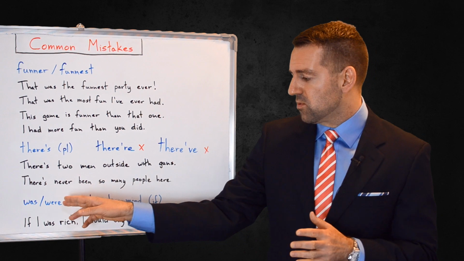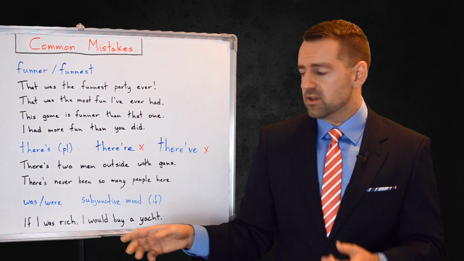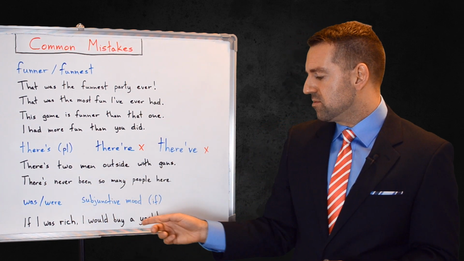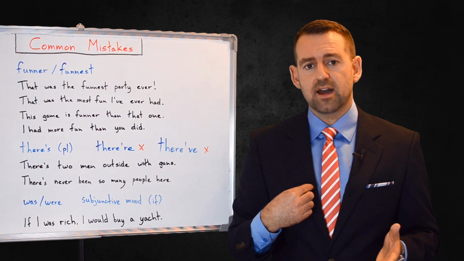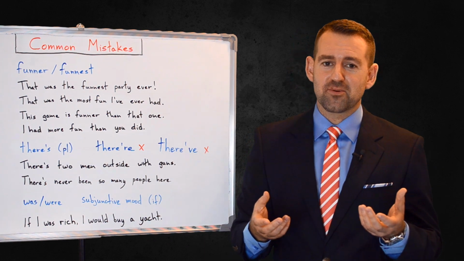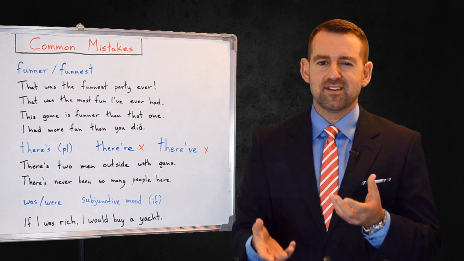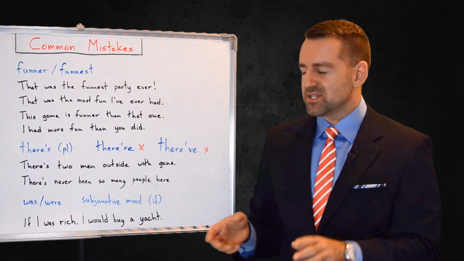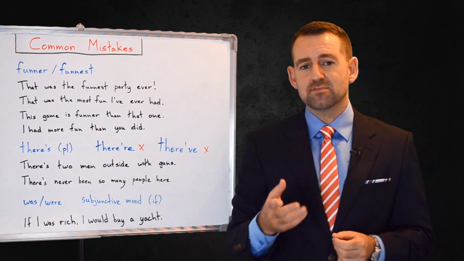I use the word were sometimes. I would say, if I were rich, I would buy a yacht. Yeah, I say that. But I also use the word was sometimes. So anyway, that's a mistake that I make sometimes.